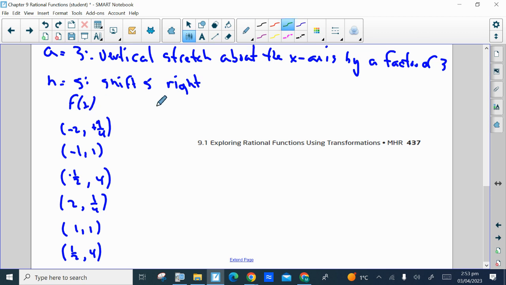So then for g at x, both of these transformations are going to change. Actually, that's not true. The first one will change the y. You have a vertical stretch by a factor of 3. The second one will affect the x. It's going to go 5 units to the right, so you're going to add 5 onto all the x values. So we can start by doing that.